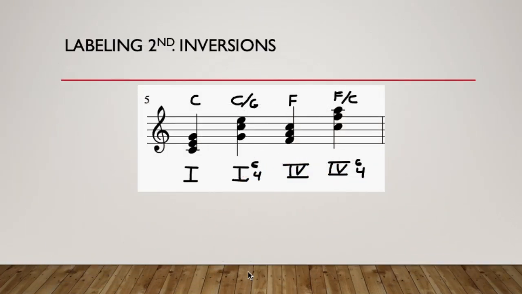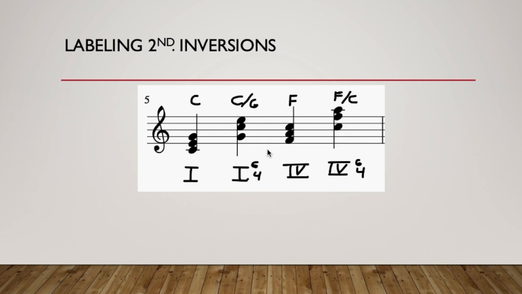When labeling second inversions with Roman numerals, it's the same method as with the first inversion. So first you start out with writing a Roman numeral just like with root position, and then we put a 6-4 next to it to signify it's in second inversion. And the reason for the 6-4 is you count from your lowest sounding note to the highest, and that's a 6th, and from the lowest to the next note is a 4th. All right, so from this G to the E is a 6th, from the G to the C is a 4th.